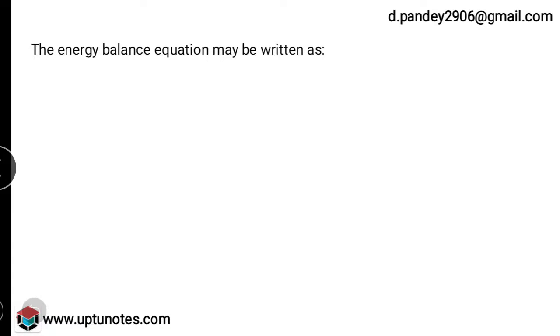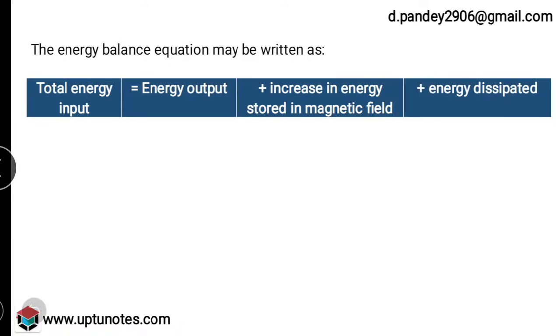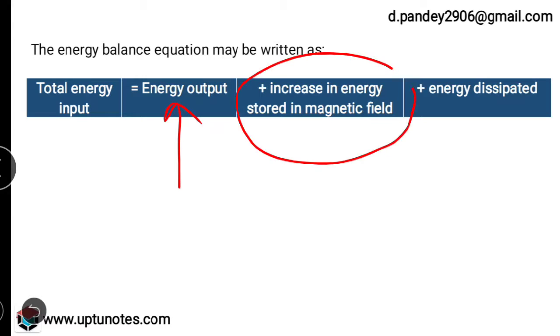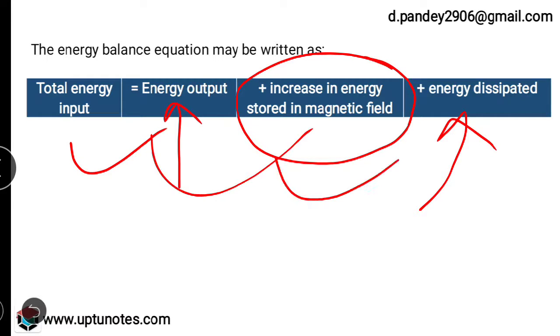The energy balance equation may be written as: total energy input equals the energy output, plus the increase in energy stored in the magnetic field, plus the energy dissipated. Clear? So the input energy is basically divided into three categories.